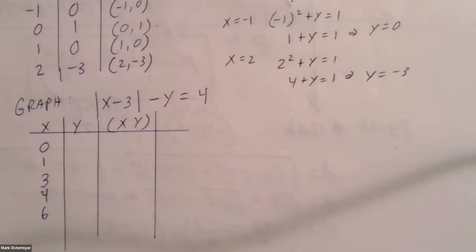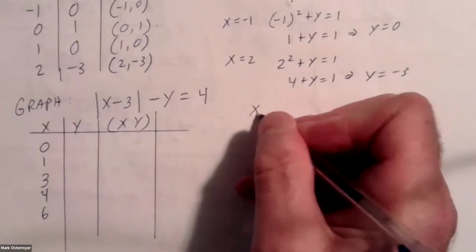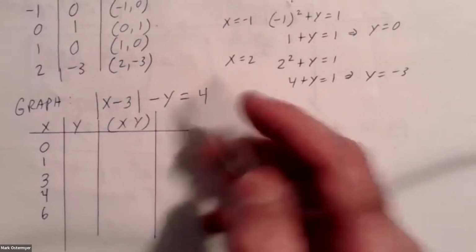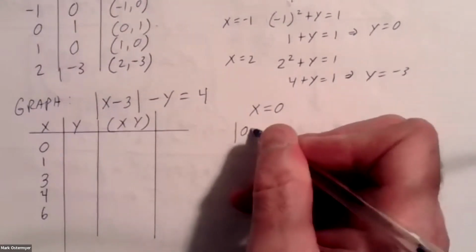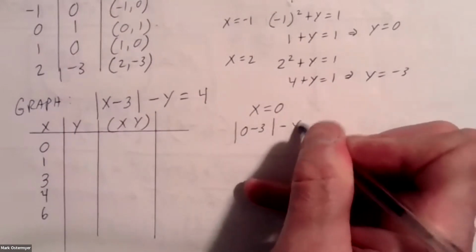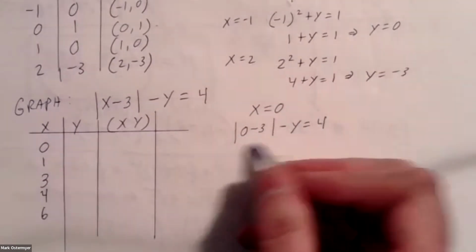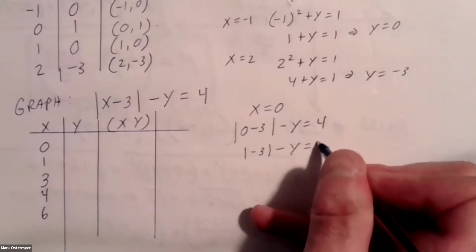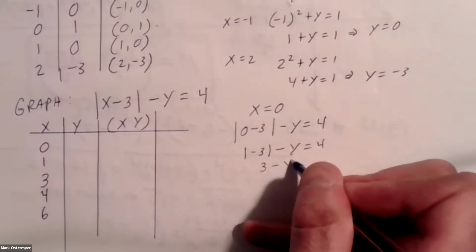Let x be 0 and find what y would be. So if x is equal to 0, we'll take 0, substitute it in for the x variable into our equation and solve for y. So we have the absolute value of 0 minus 3 minus y equals 4. 0 minus 3 is -3. The absolute value of -3 is going to be what? 3. 3 minus y equals 4.